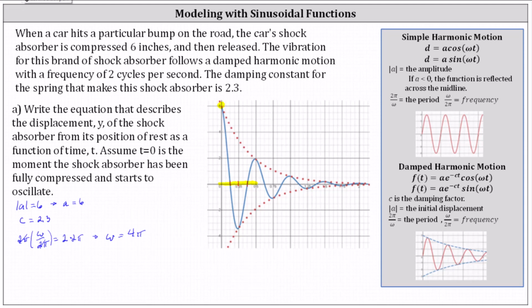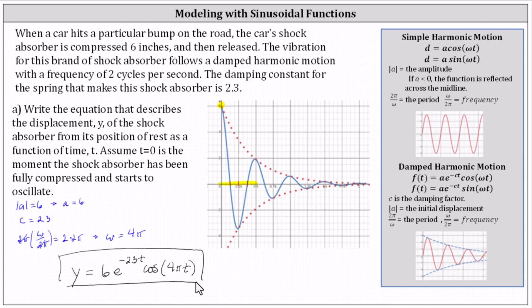which indicates the equation that describes the displacement y as a function of t is y of t equals a, which is 6, times e to the power of negative ct, which is e to the power of negative 2.3t, times cosine of omega t, which is cosine of 4 pi t. And now let's look at parts B and C.